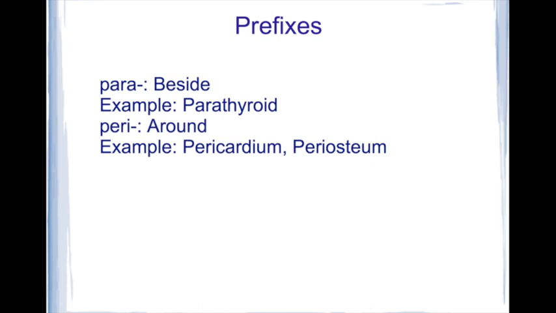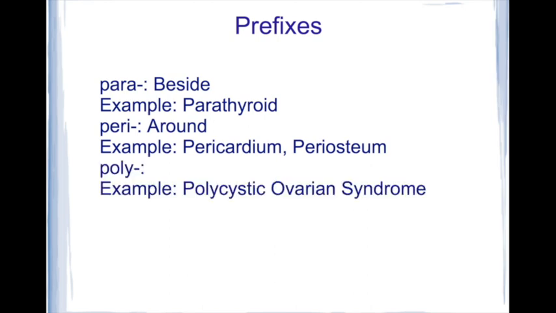Poly, like polycystic ovarian syndrome, which I referenced earlier. So what do you think, poly? Now, if there was one cyst, it might just be called cystic ovarian syndrome, right? But because there is more than one cyst, it's called polycystic ovarian syndrome. Poly means many. So it's not just one, it's not just two, it's many cysts.